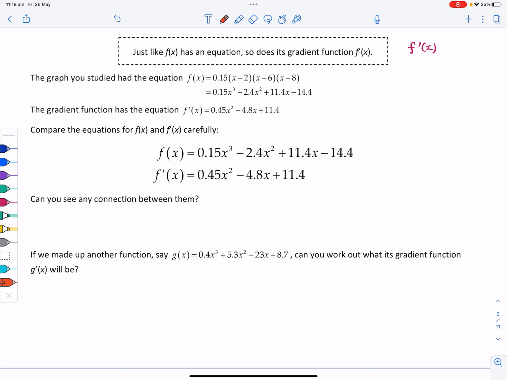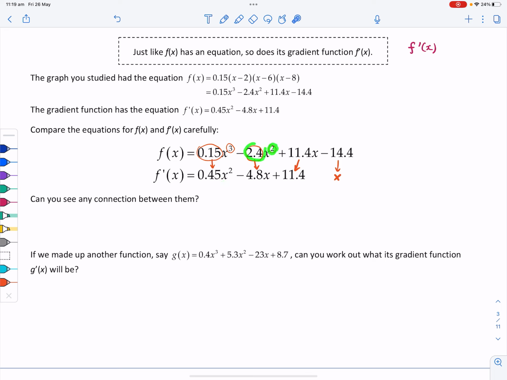Okay, so the easiest thing to see is this 11.4 stays, and the constant goes to nothing, and there's a reason for that. The 2.4 becomes 4.8. Well, that's 2.4 times 2 gives you 4.8. And the 0.15 goes to 0.45. Well, that's 0.15 times 3. So what's happening is we multiply that by that to get that, and then it's x squared instead of x cubed. It goes down a degree.